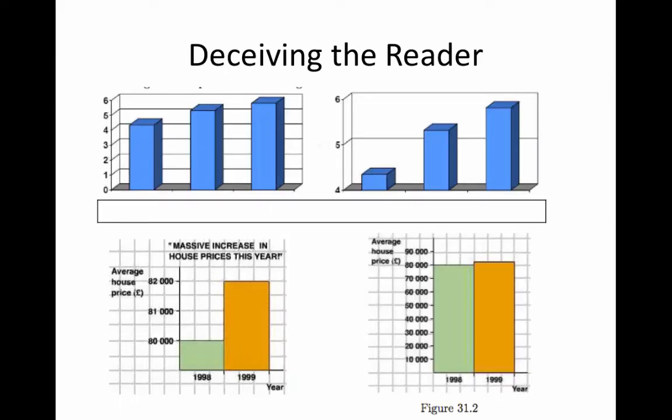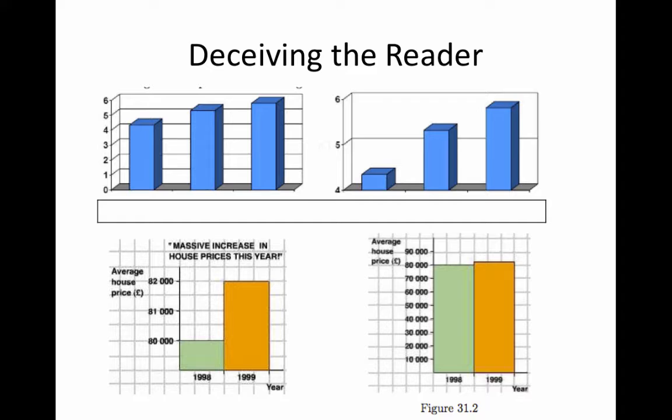What's deceiving about these figures? In the top figure, you see it starts at 0 and then goes up to 6. To the right, the blue bar graph starts at 4 and goes up to 6. The difference looks much greater between 4 and 6 than when you compare it to the graph on the left that starts at 0. Same thing for the two lower figures.